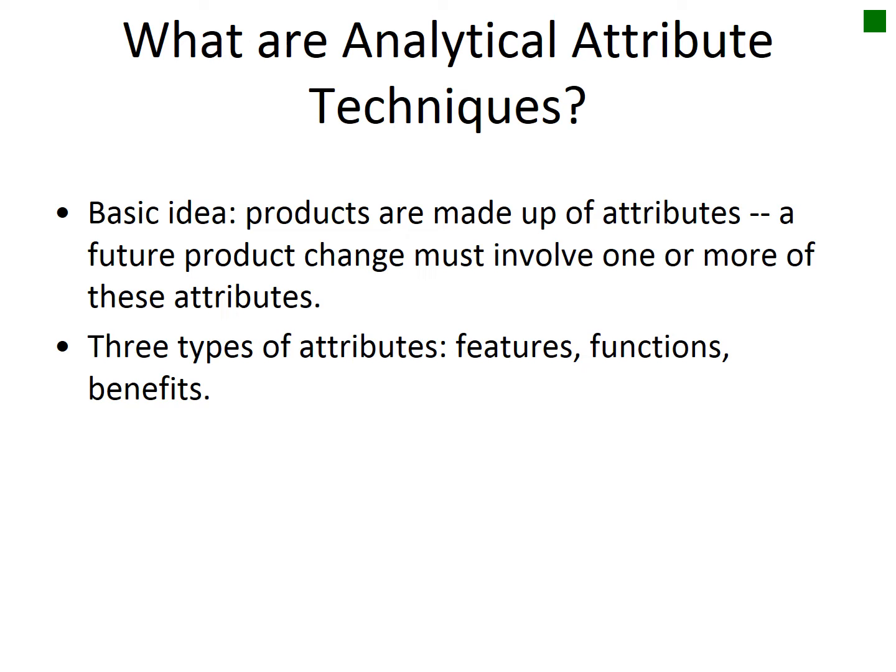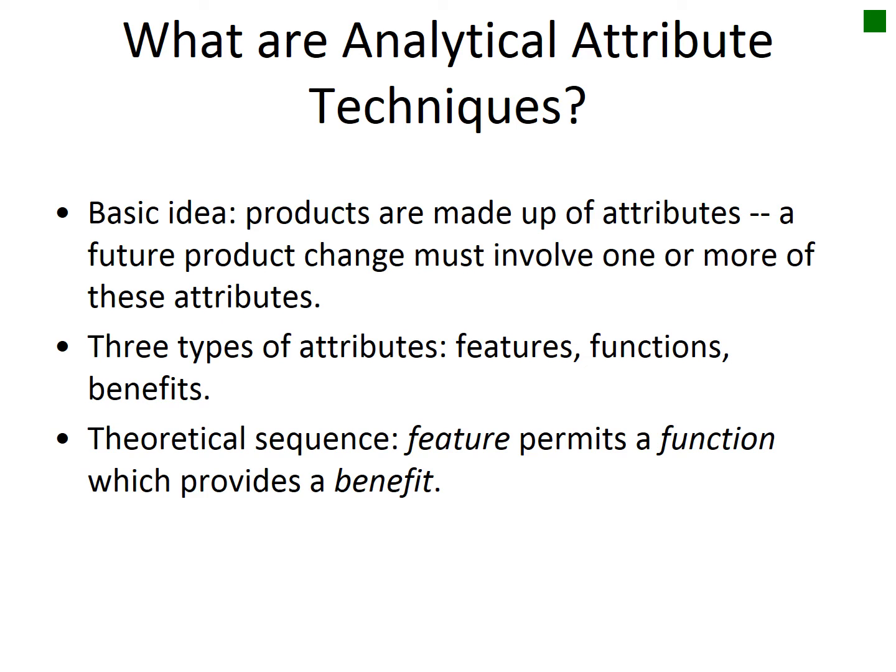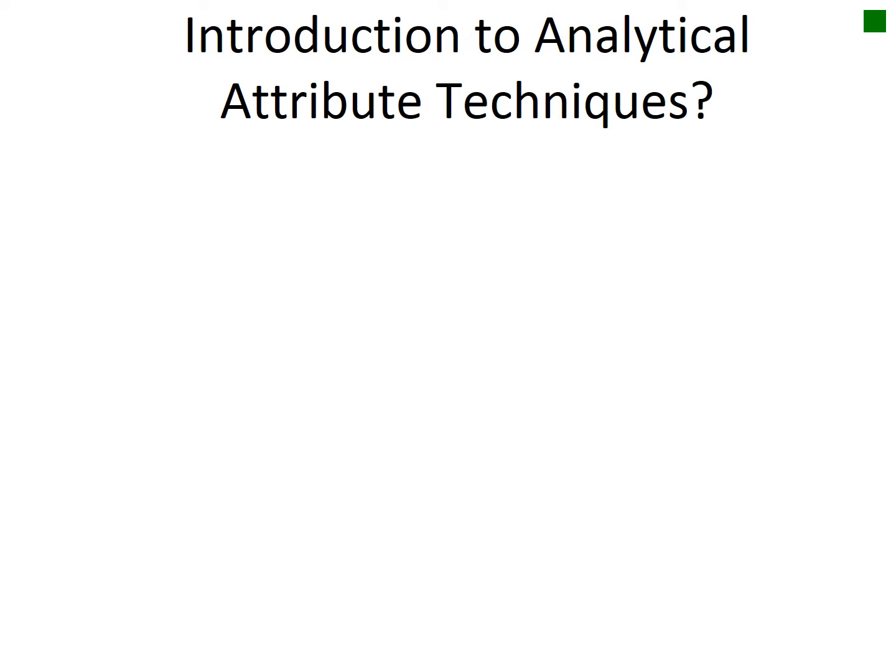When we think about the attributes of a product, we can designate them as features, functions, or benefits. In general, what we think of is that a feature is something that permits a function to provide some type of a benefit. So we have a product feature which allows for or commits the product to some function, which then in turn provides the customer the benefit that they wish to receive from the product itself.